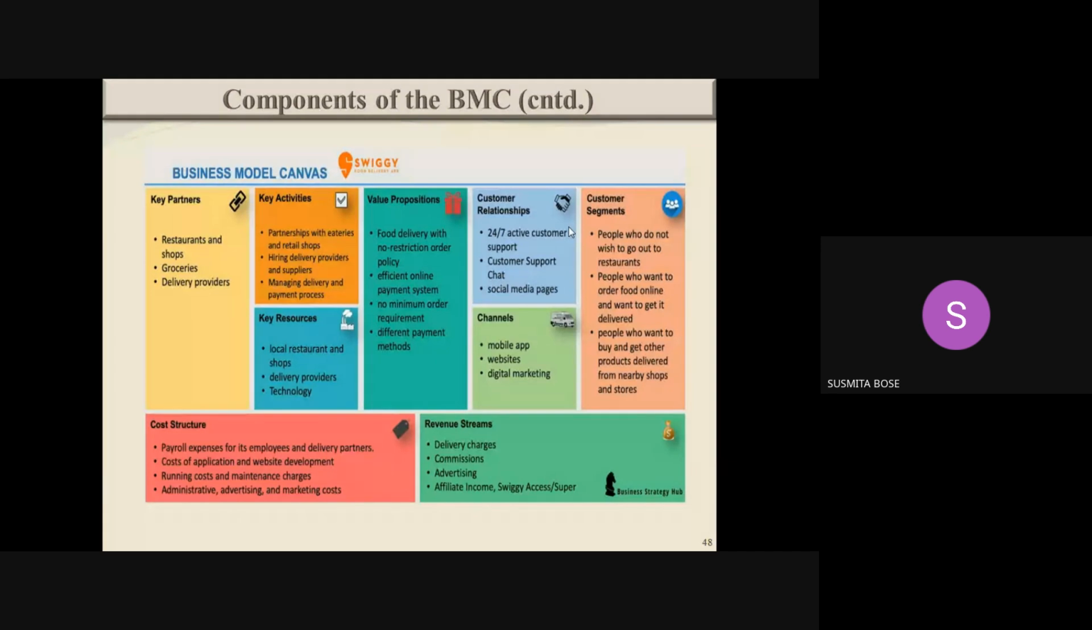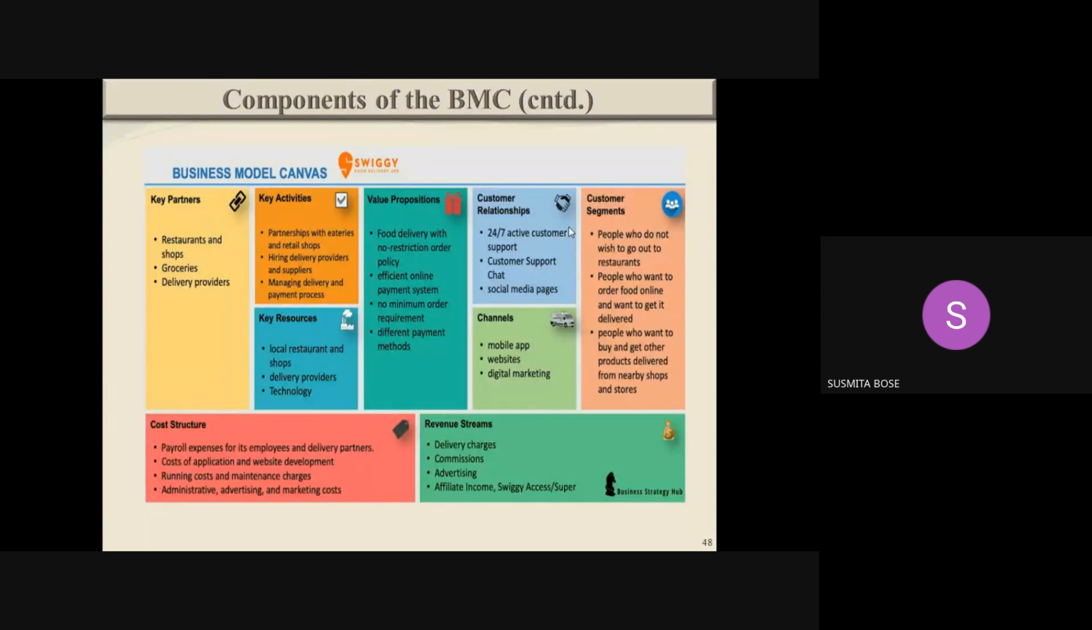For value proposition, food delivery with no restriction order policy, efficient online payment system, no minimum order requirement, different payment methods. Key activities: partnerships with eateries, restaurants and retail shops, hiring delivery providers and suppliers, managing delivery and payment process. Key resources: local restaurants and shops, delivery providers and technology. Key partners: restaurants and shops, groceries, delivery providers.